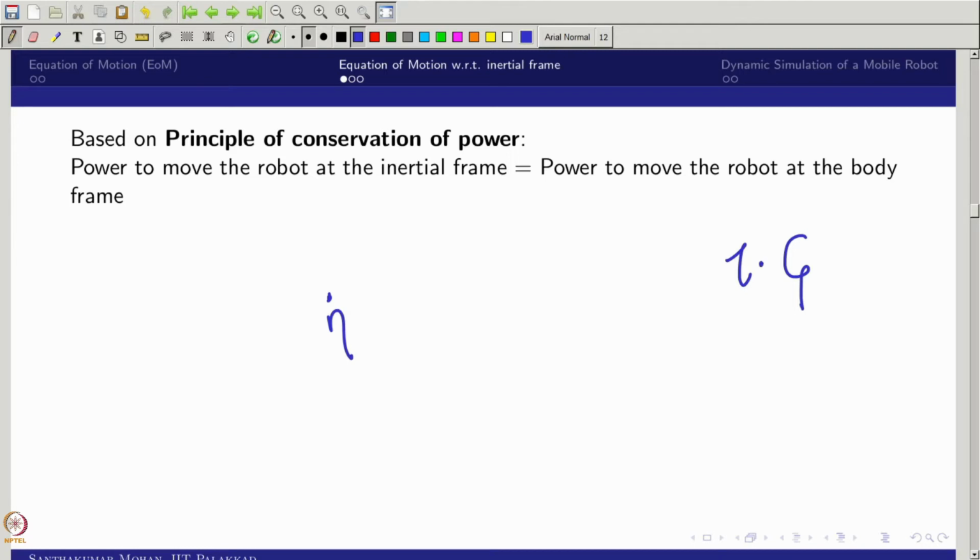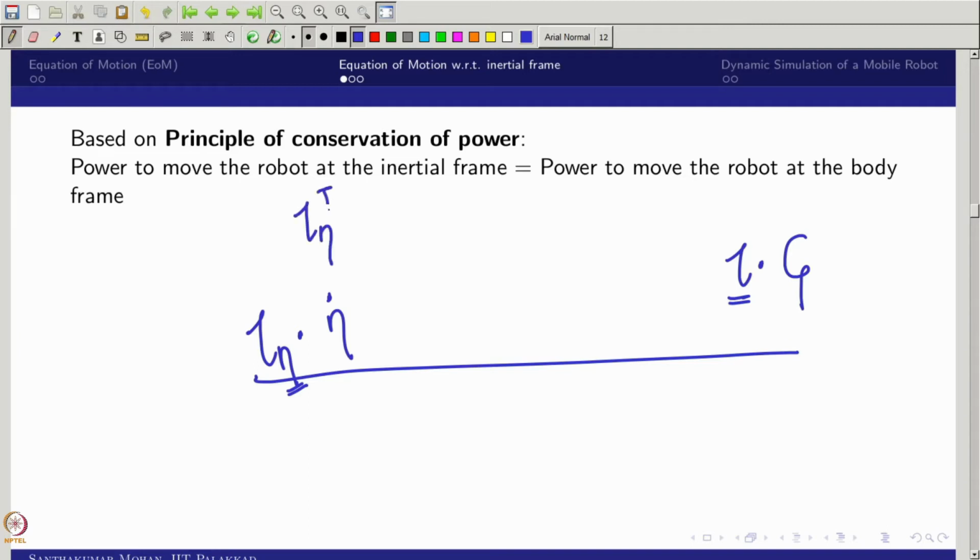So now the tau dot zeta is supposed to be equal to what I am writing: tau_eta dot eta dot. This tau_eta is the control input, or input vector, with respect to the inertial frame, whereas tau is the input with respect to the body frame. Now, we have written this as a dot product. This dot product we can write as an inner product: tau_eta transpose into eta dot. The other way around, tau transpose into zeta, right?